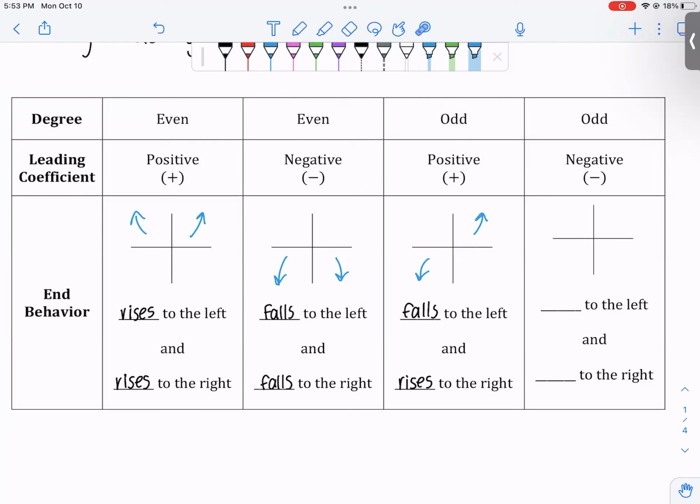Odd degree, negative leading coefficient. Negative leading coefficient means it goes down as it goes right. Odd degree means that the end behavior is in opposite directions. So as we go to the left, it rises, and as we go to the right, it falls.